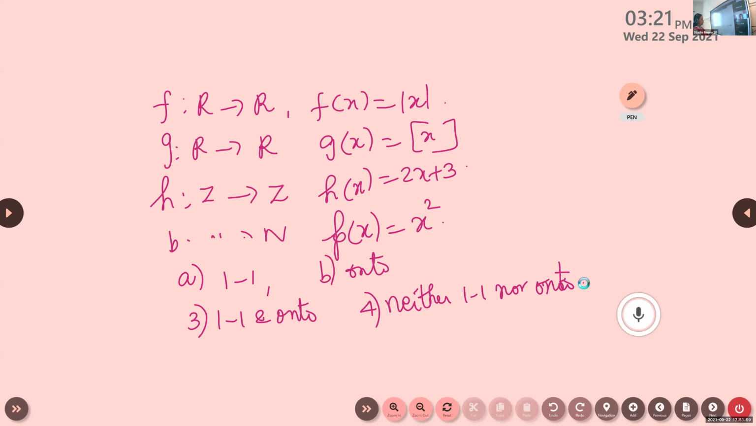Modulus function is neither 1-1 nor onto. Is it correct? It is neither 1-1 nor onto because the range is not equal to the codomain. Okay. The second one, the same question with the same options. The function g from R to R given by g of x is equal to the greatest integer function is 1-1, or onto, or 1-1 and onto, or neither 1-1 nor onto. What is the option?